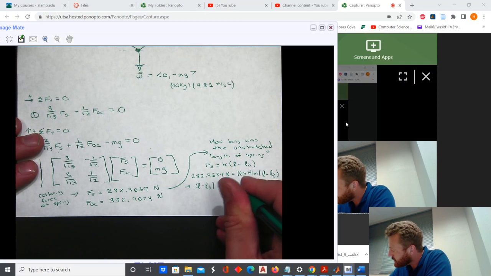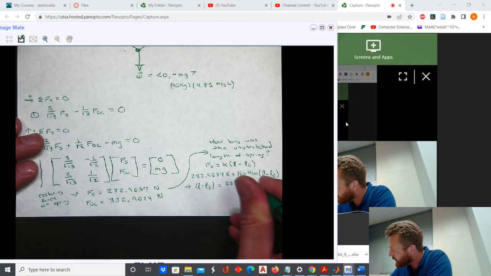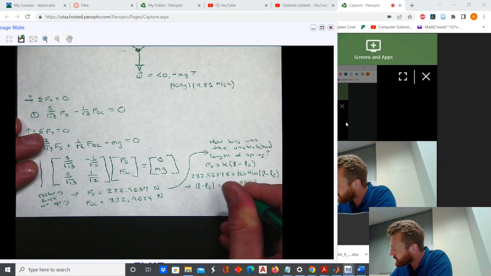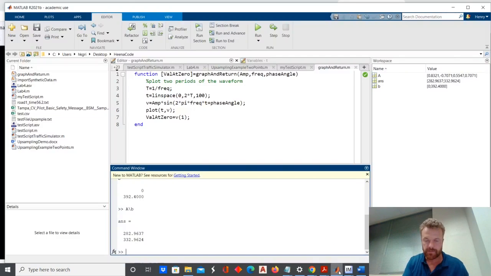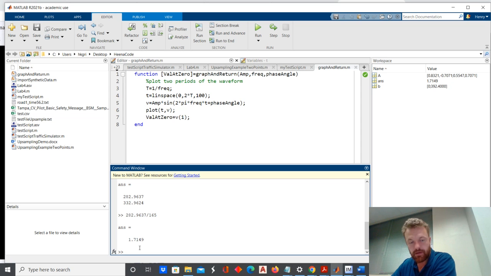So that's just going to be 282.9637 divided by, and I'm ignoring the units for now, 165. And that'll come out in units of meters, of course. So I'm going to take this, and I'm going to divide by 165. And that's going to tell me that the spring in this case actually stretched out 1.7149 meters.